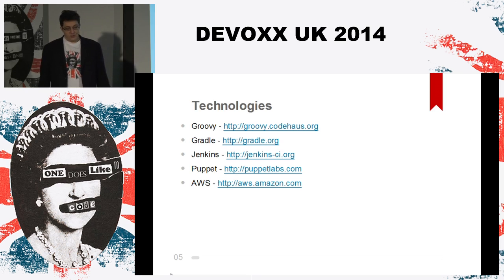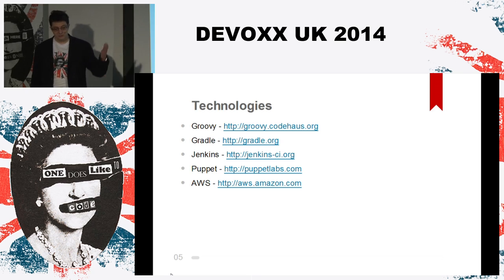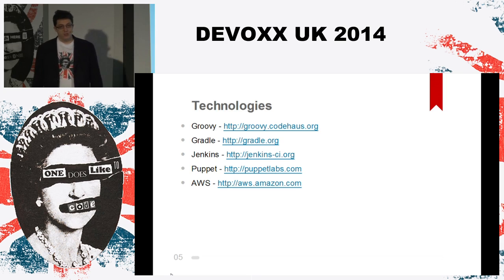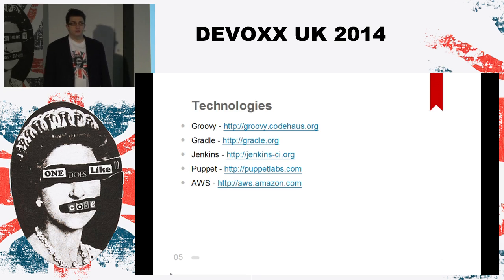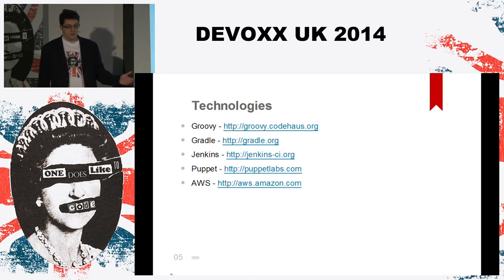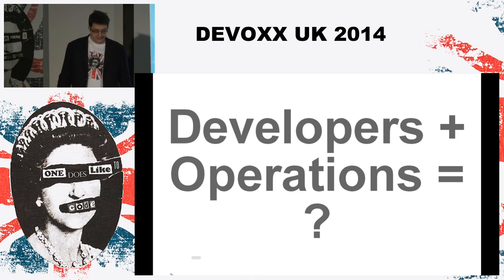So the technologies that we're going to touch in this presentation are pretty much listed on the screen. This is Groovy, the Groovy programming language. Now, how many of you guys are actually using Groovy in production? Okay, cool. Another tool is Gradle, which is a build tool. I guess you guys all know about it. Then Jenkins, Puppet, and AWS, specifically the EC2 cloud.